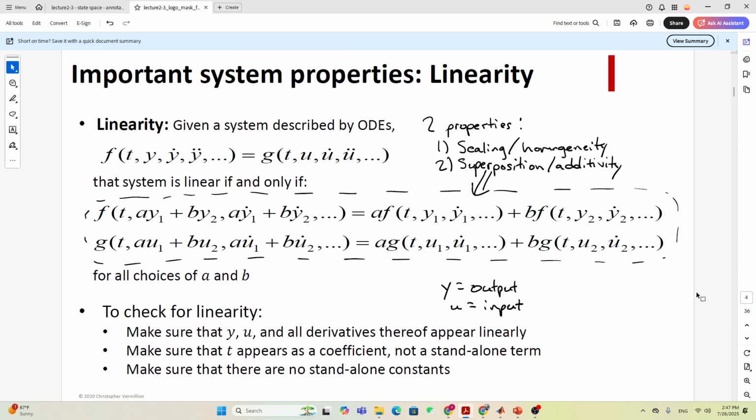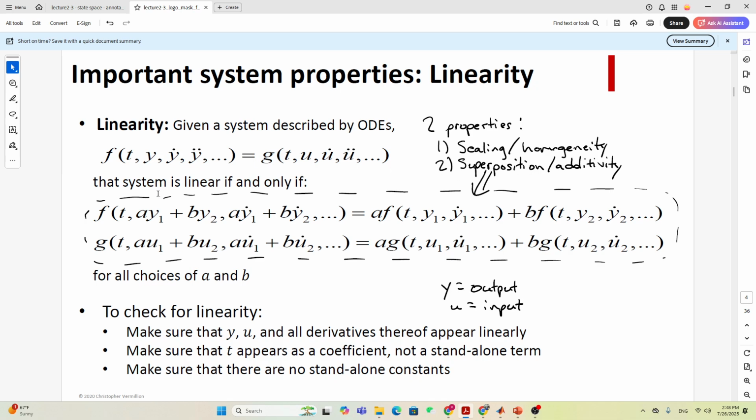Okay, so for LTI system, the first term that we mentioned is linear. Linearity: given a system described by ODEs, ordinary differential equations, linearity generally has two properties. One is scaling, or in another word, homogeneity. The other one is superposition, which is additivity. So as you can see, the following system is linear if and only if it meets those two properties.